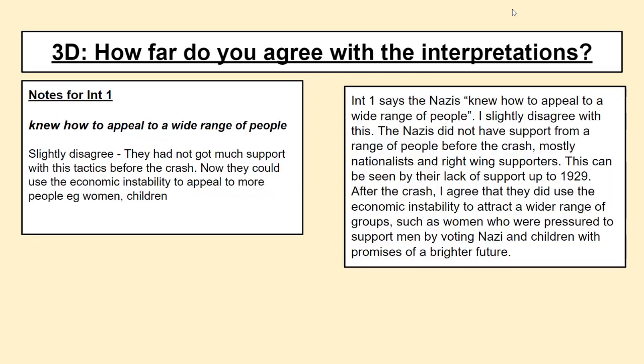Let's do the same for interpretation 1 now. So, appealing to a wide range of people. Interpretation 1 says the Nazis knew how to appeal to a wide range of people. I slightly disagree with this.